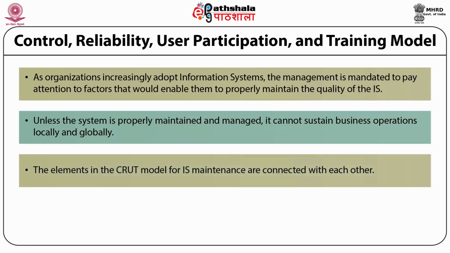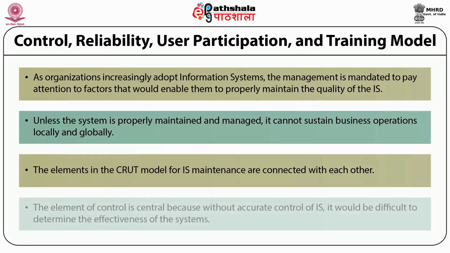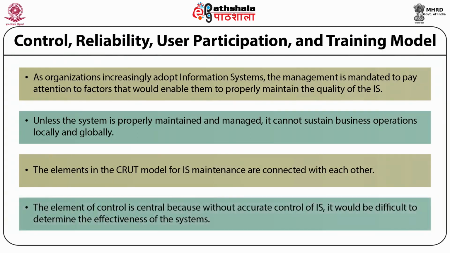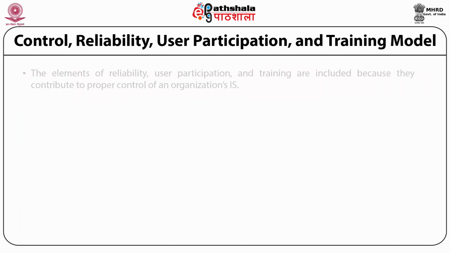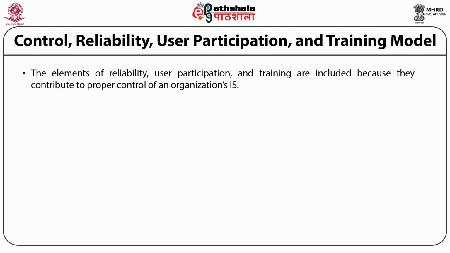Elements in the control, reliability, user participation, and training models of information system maintenance are closely connected with each other. Each element of control is central because without accurate control of the information system, it is difficult to determine the effectiveness of the system. These elements are included because they collectively contribute to the proper control of the organizational information system. We will first and foremost discuss the control aspect.